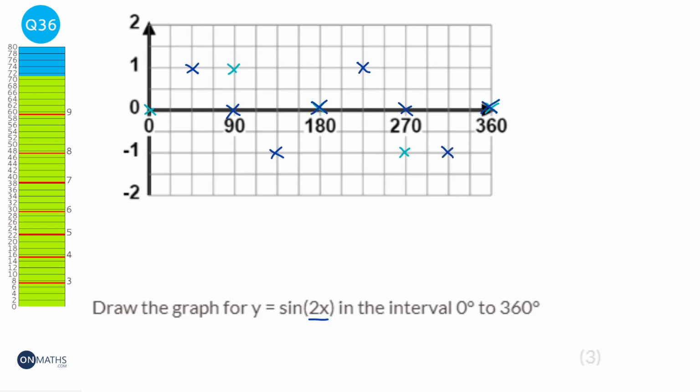instead of 1 period, which is between 0 and 360, you actually now get 2. So it goes, and make sure you've got nice U shapes here. Goes up to 1, U shape at the bottom. That's 1 period. Now that normally is between 0 and 360, but here we've got enough space now to actually have a second period.